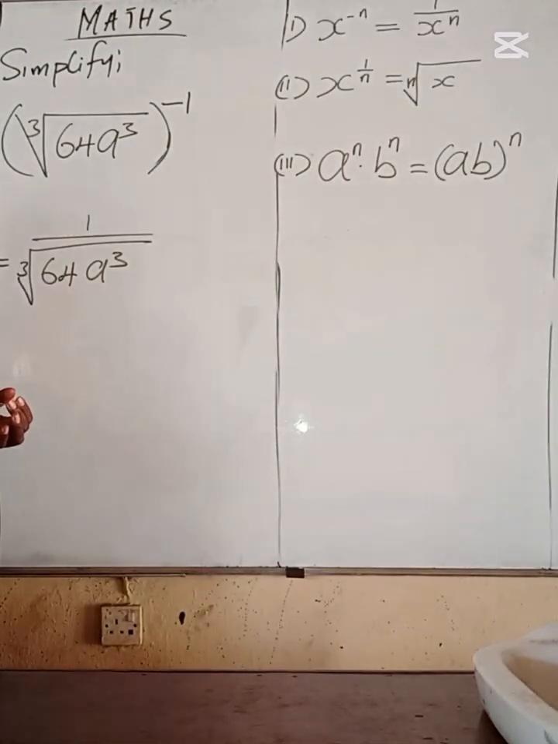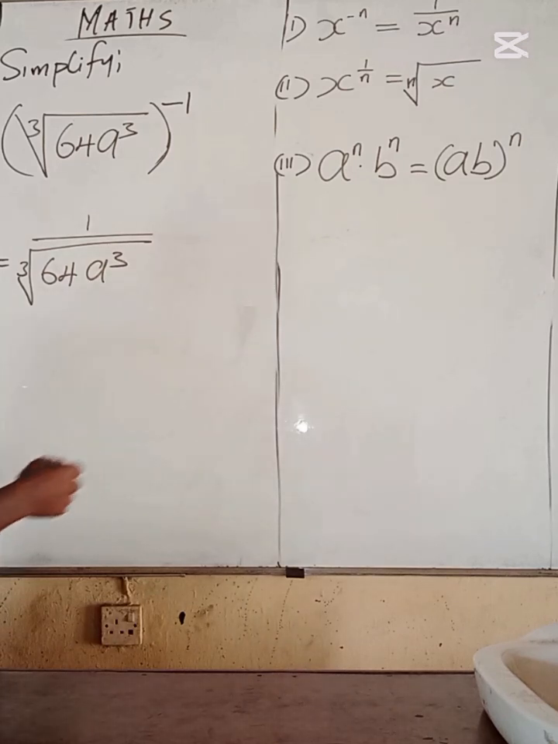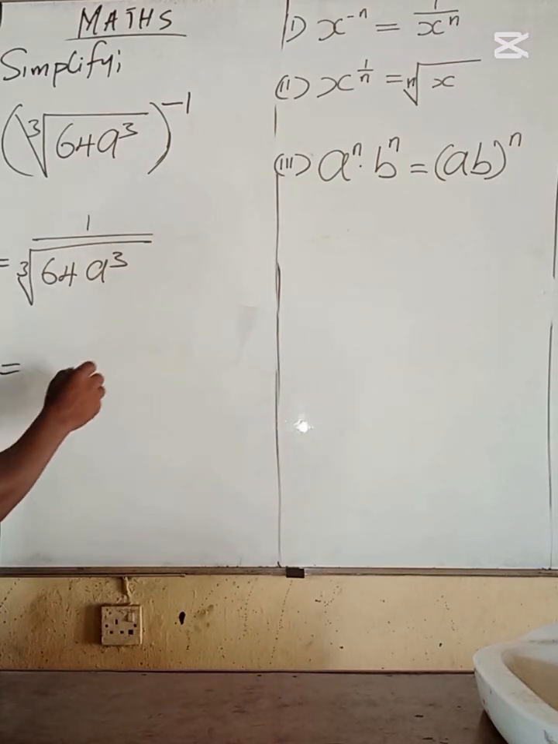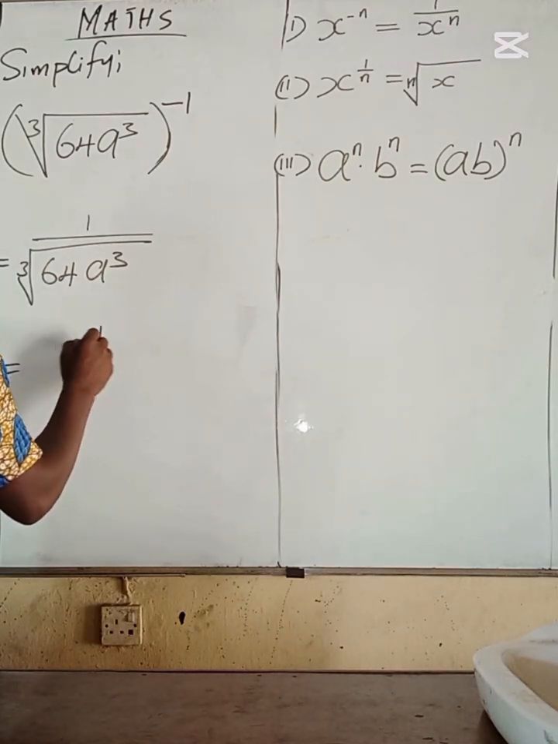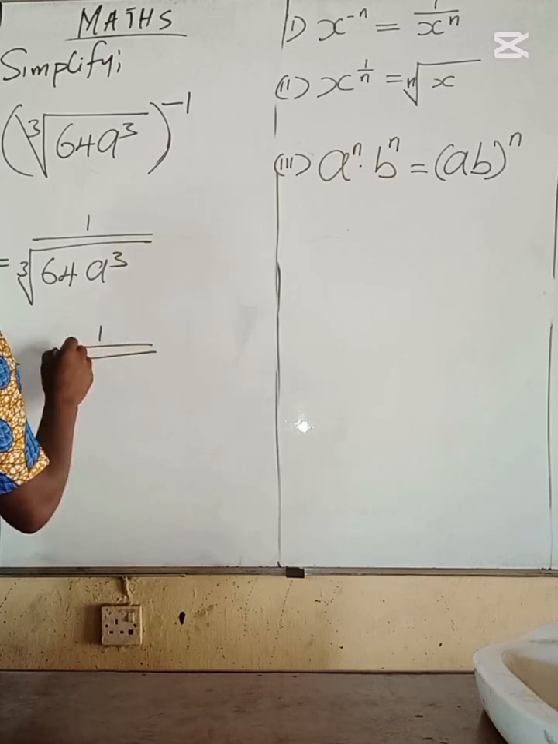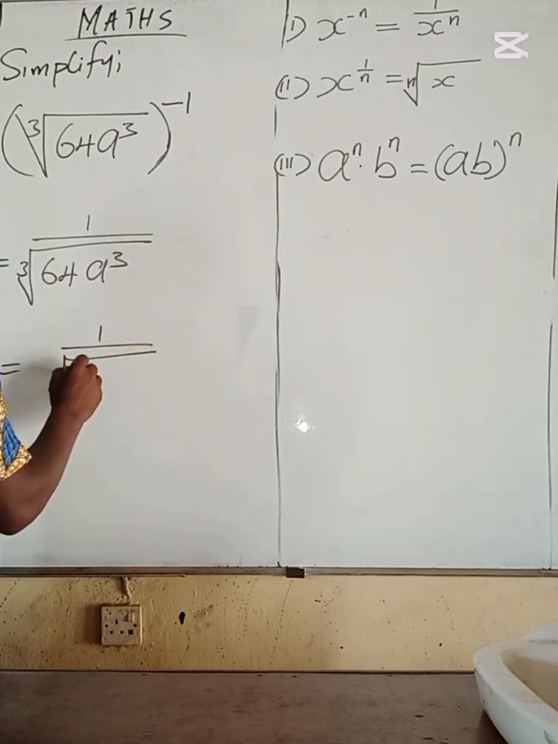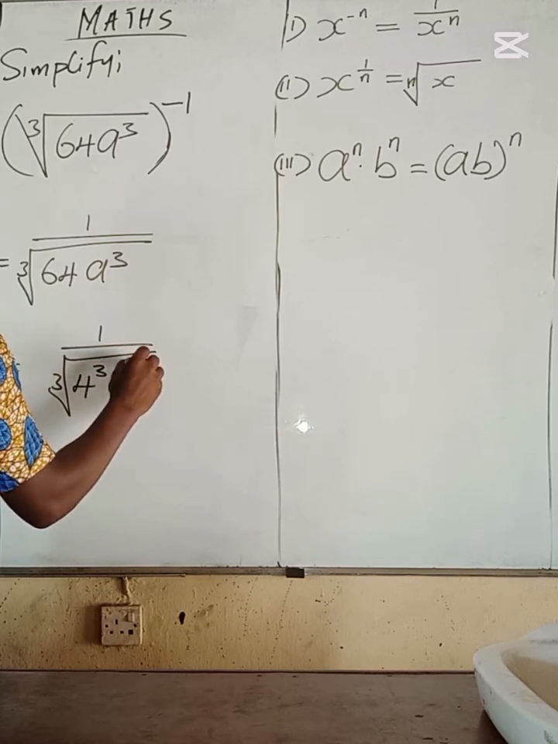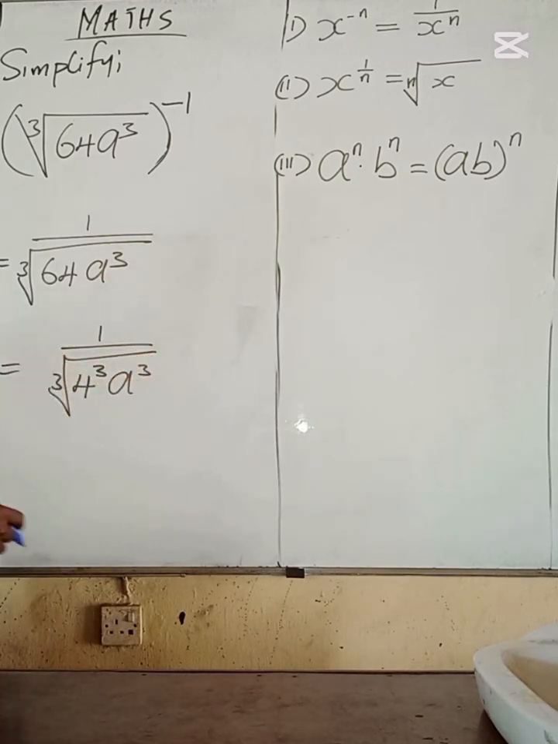So if I say 4 times 4 is 16, 16 times 4 is going to give me 64. Okay, so I'm going to do that now so that I'll have 1 all over cube root of 4 raised to power 3 multiply a raised to power 3. So I've done that. All right. So what next should I do now? I'm going to remove this cube root following this.